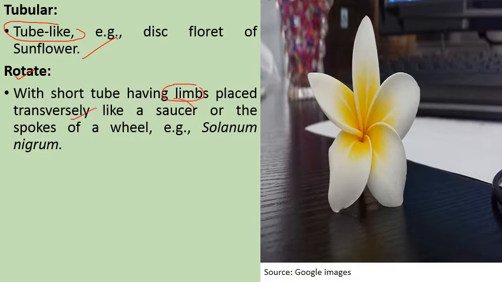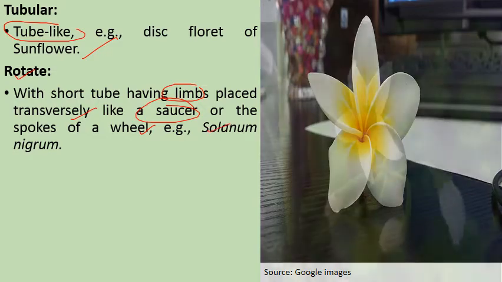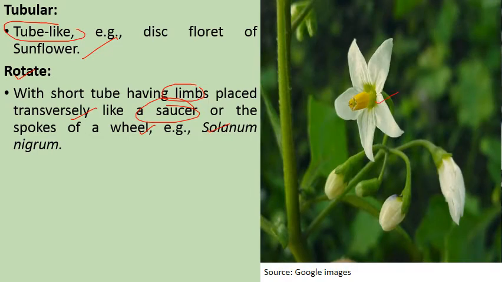It is with a short tube having limbs placed transversely like a saucer or the spokes of a wheel. The limbs are placed like a saucer or the spokes of a wheel. For example, in case of Solanum nigrum, this is the photograph of Solanum nigrum. The arrangement of petals is rotate or wheel-like arrangement.